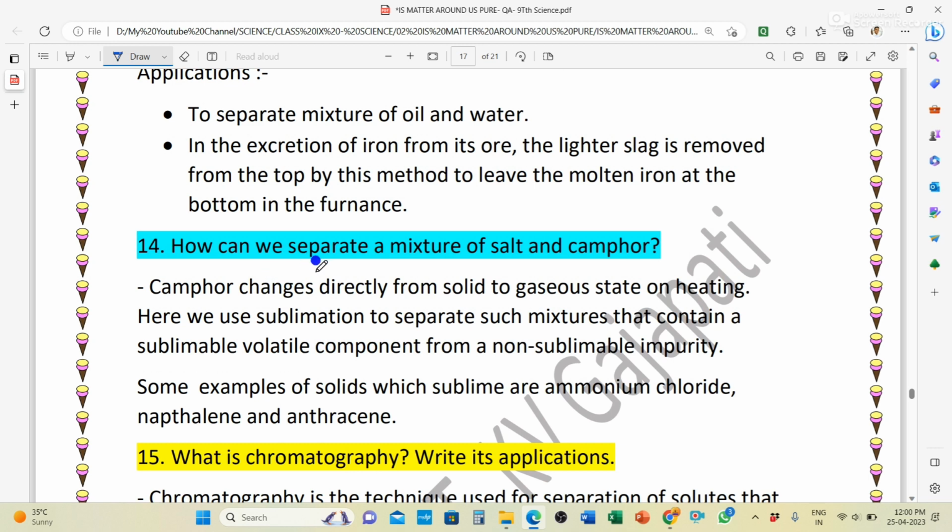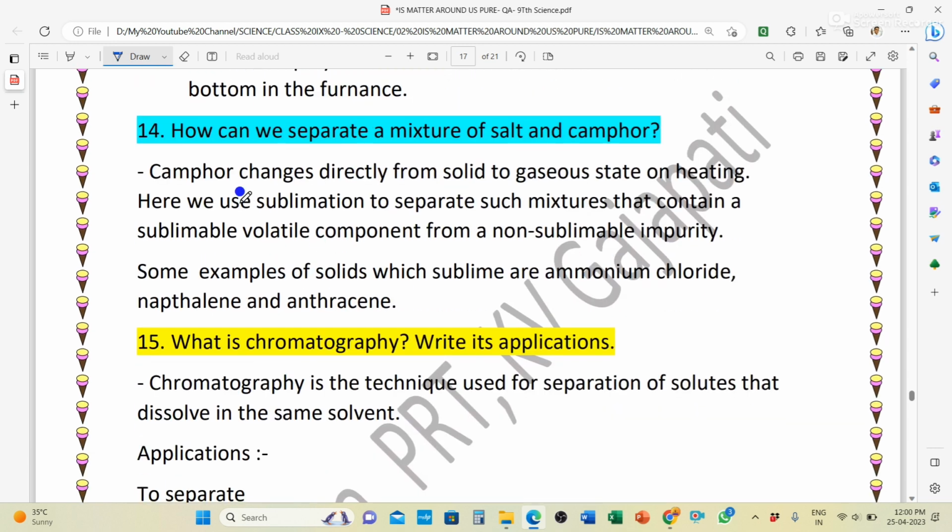How can we separate a mixture of salt and camphor? You know, camphor is a volatile substance. So camphor changes directly from solid to gaseous state on heating. So here we use sublimation to separate such mixtures that contain a sublimable volatile component from a non-sublimable impurity. Here camphor is a volatile substance, so if you heat, then it will evaporate. It will become gaseous. Then after that you can cool it and make it liquid again, and then solid.